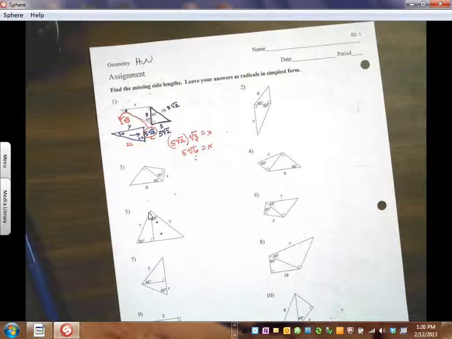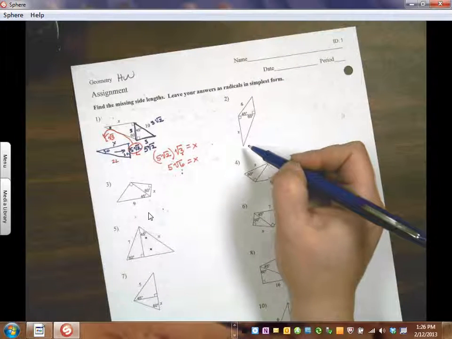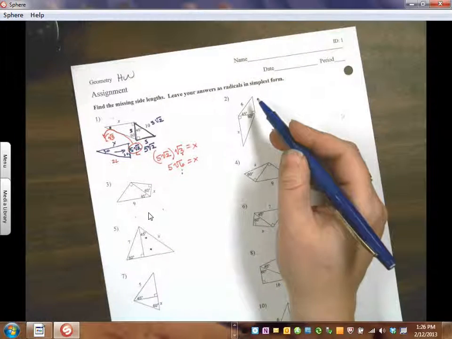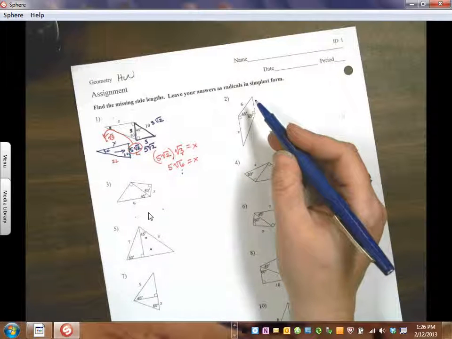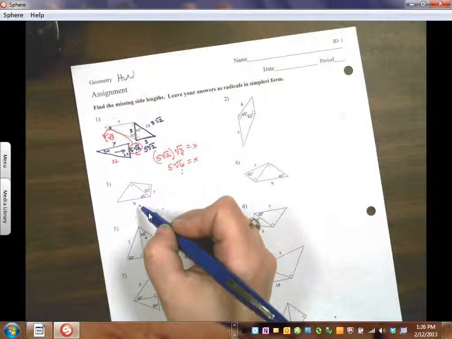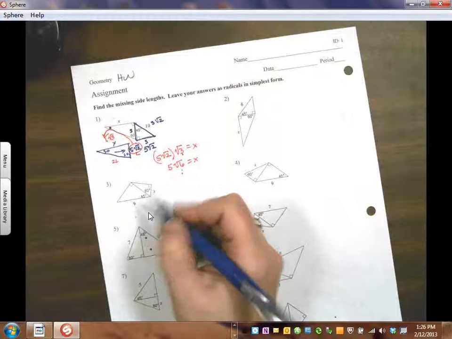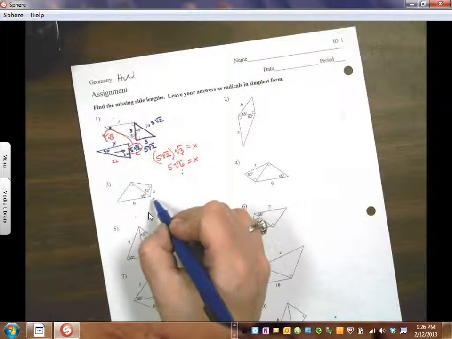I'm looking here. There was one that I thought was kind of beastly that I wanted to have you do. As a matter of fact, I cringed when I saw it. So let's do this one first. No, let's not do that one. Let's do this one. In this one, I know that this side is 9.